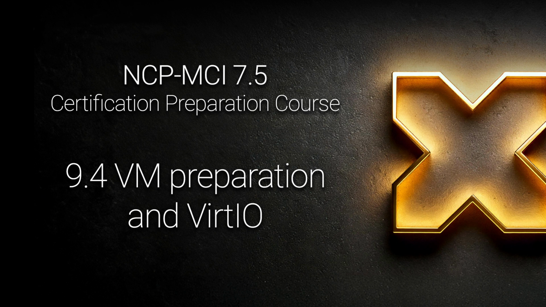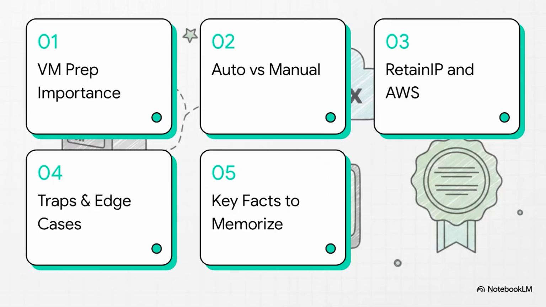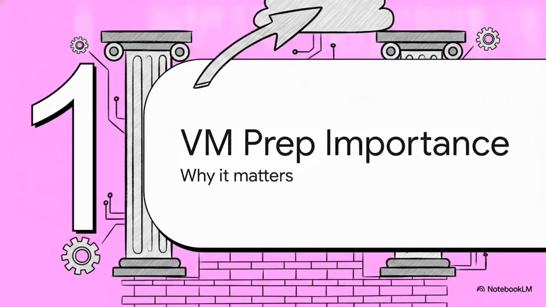We're not just going to memorize bullet points here. We're going to unpack the why behind the mechanics so you can confidently crush any scenario-based question they throw your way. We'll methodically tackle this across 5 core areas. First, why VM preparation actually matters, then a walkthrough of auto versus manual modes, some real-world examples with RetainIP and AWS, the sneaky exam traps and edge cases you need to watch out for, and finally, the key facts you absolutely must memorize. All right, let's jump straight into part 1, why VM preparation matters.